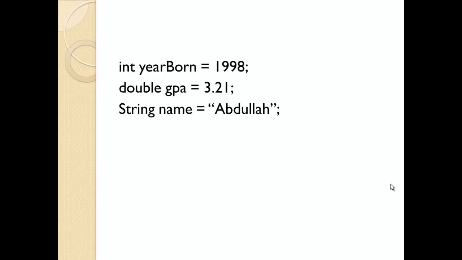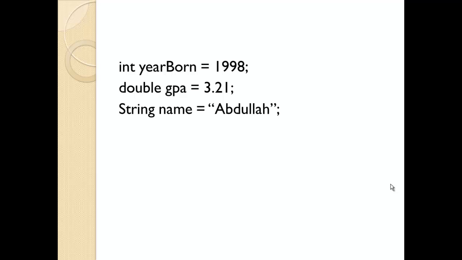An int, which holds integers or whole numbers, that's what we've seen up to this point. A double, which holds decimal numbers. And a string, which can hold text. A string can hold really any amount of text.